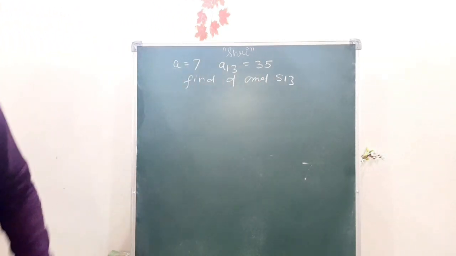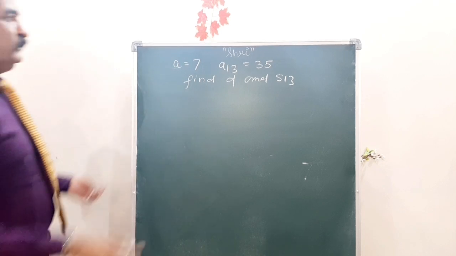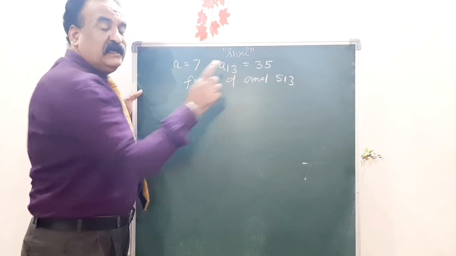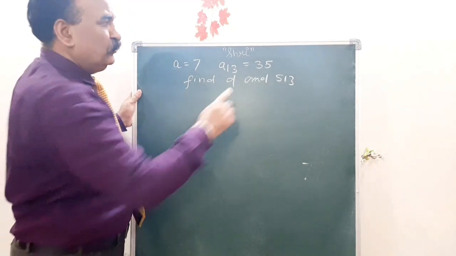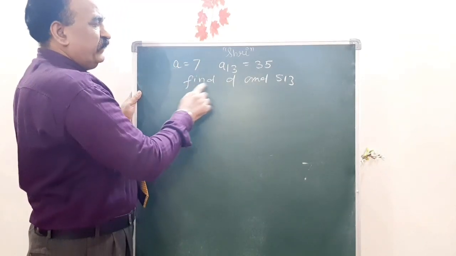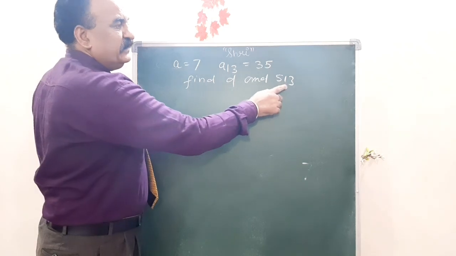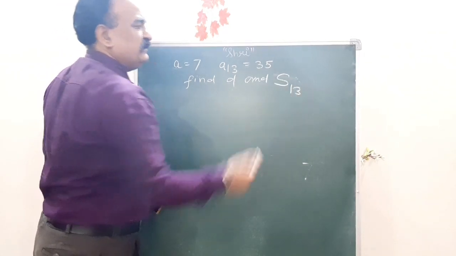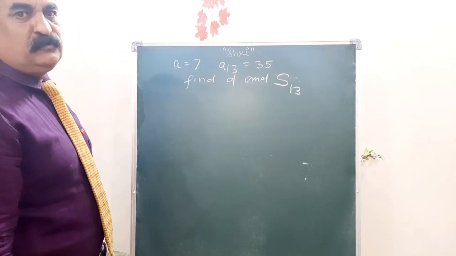This is the question. A is equal to 7, first term. A13, it means 13th term is given to you, is equal to 35. Find d, common difference, and S13. This is S13. It means sum of 13 terms you have to find.